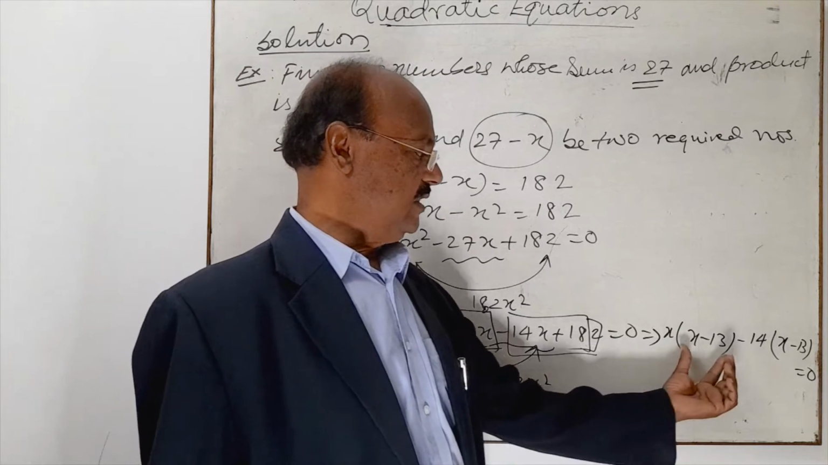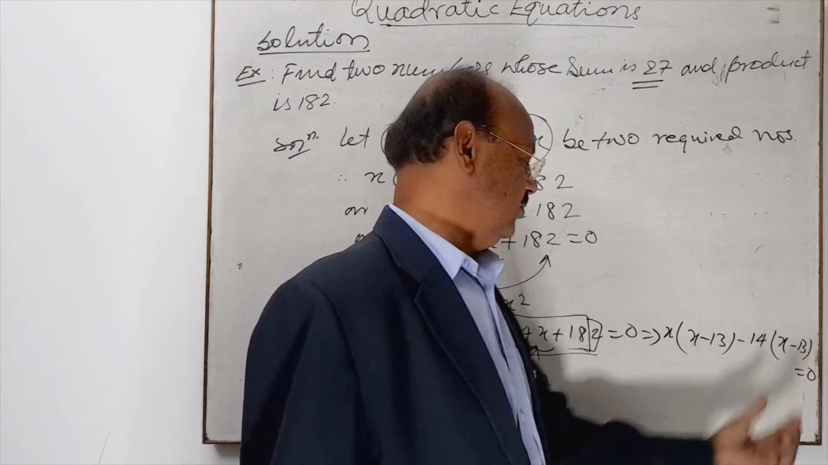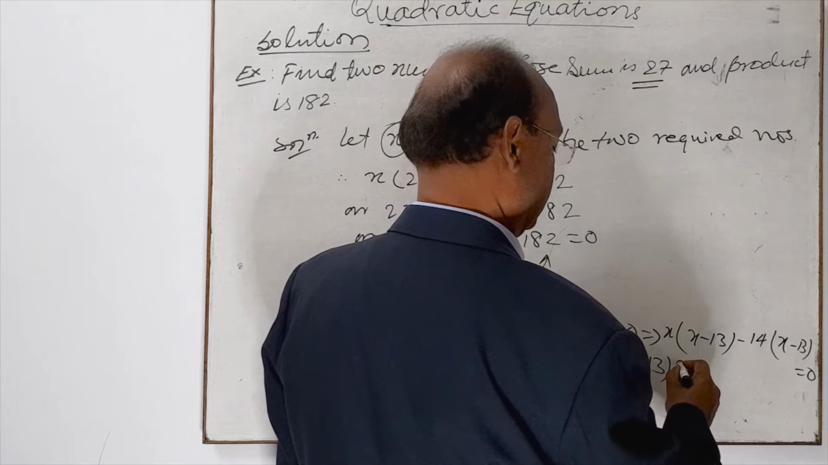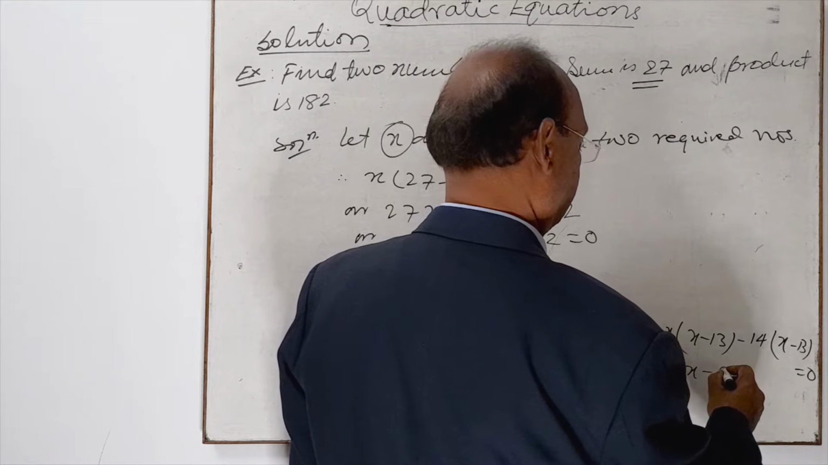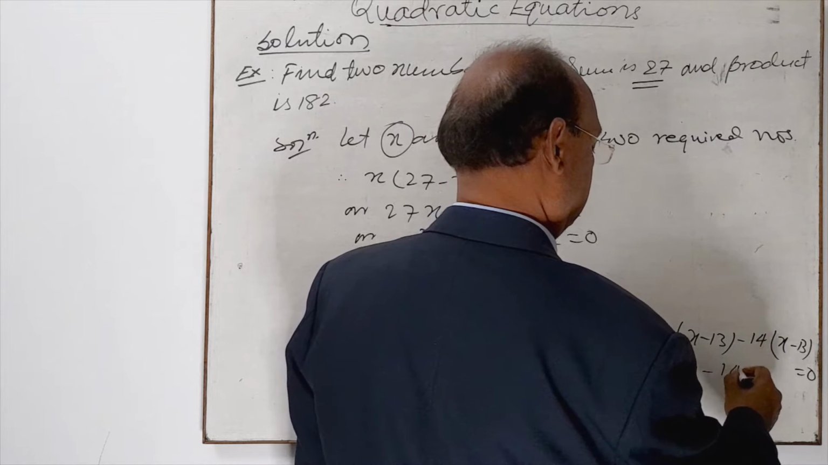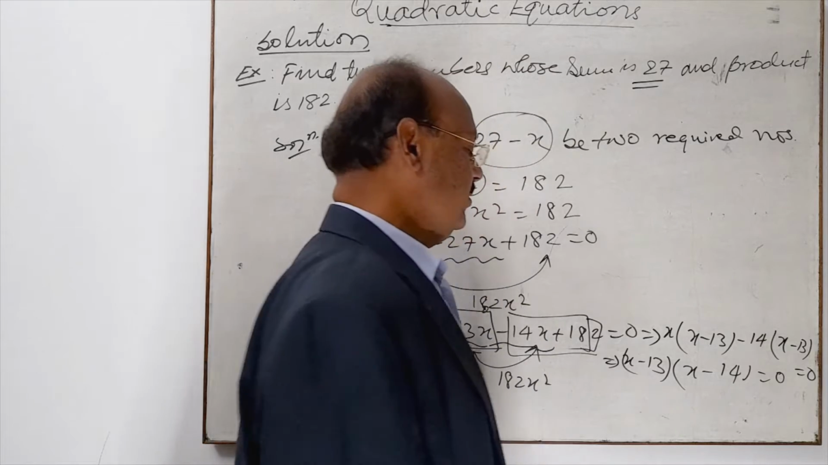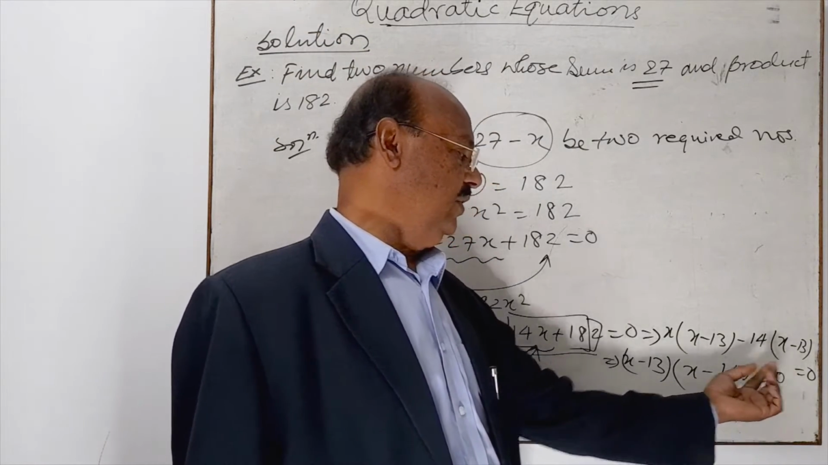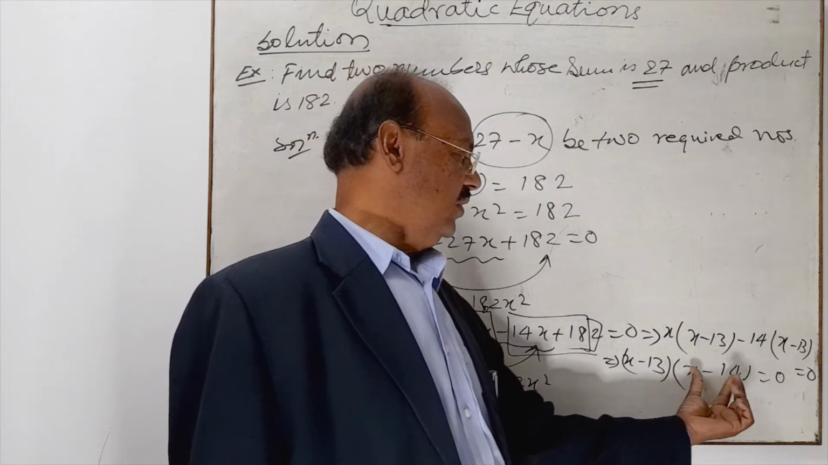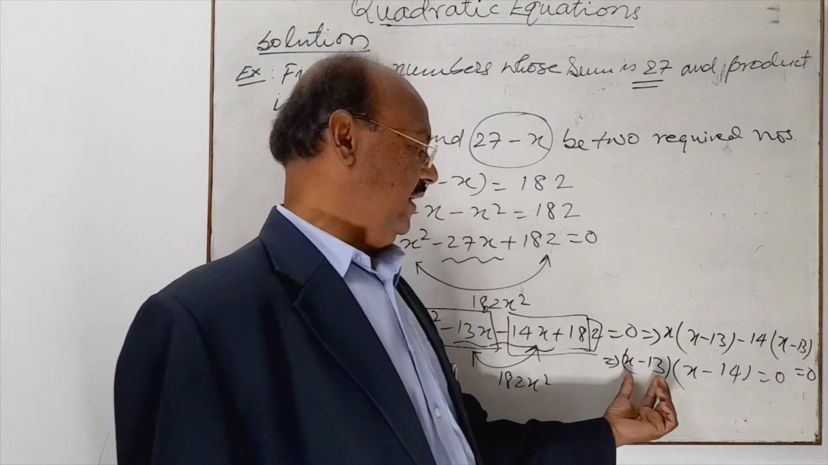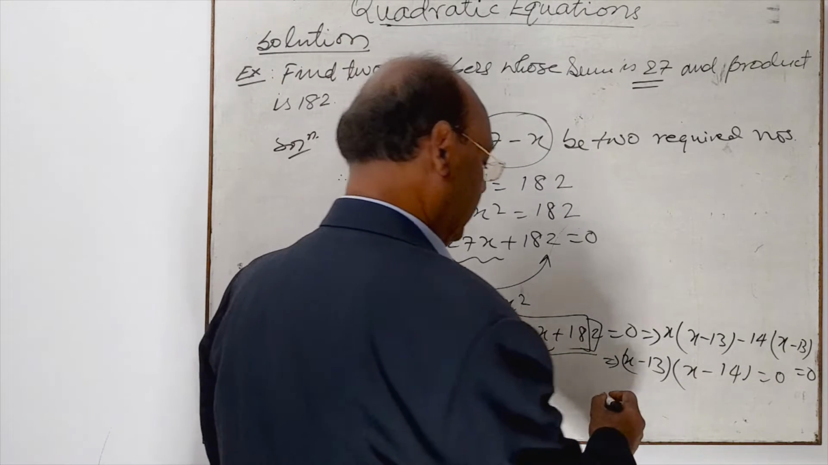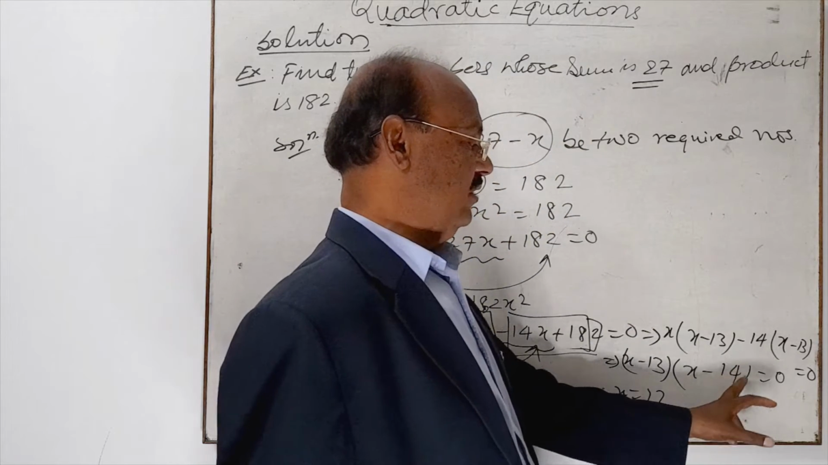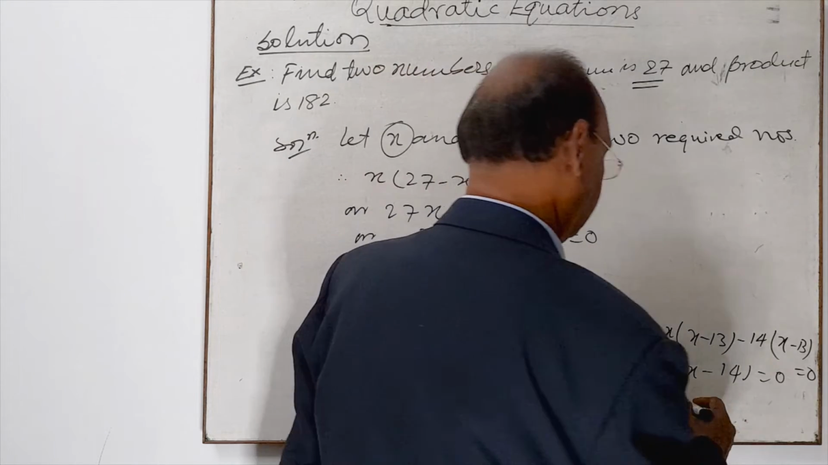Now in this expression x minus 13 is common in these two terms. So let us take x minus 13 common from these two terms. The remaining part is x minus 14. This is equal to 0. As we discussed in the previous video, if a product of two linear expressions is 0, it means either this part is 0 or this part is 0. So when x minus 13 is 0, you get x is equal to 13. And when x minus 14 is 0, x is equal to 14.